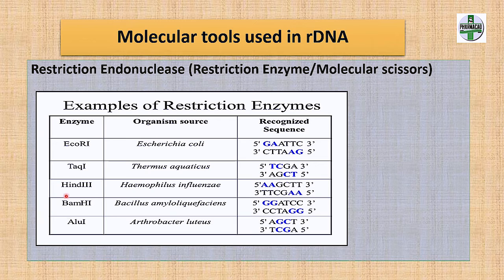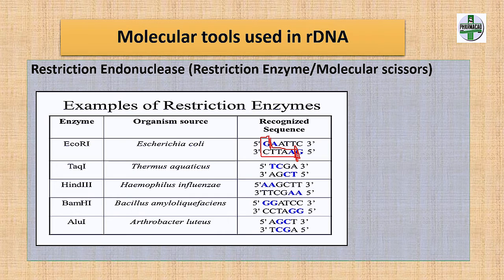These are examples of the enzymes. Let's consider the first one, which is EcoRI. It is obtained from E. coli, and this is the palindromic sequence on which EcoRI will act. So the sequence is always fixed. EcoRI will act here in one strand and here in the lower strand, because of which this sticky end will be formed.